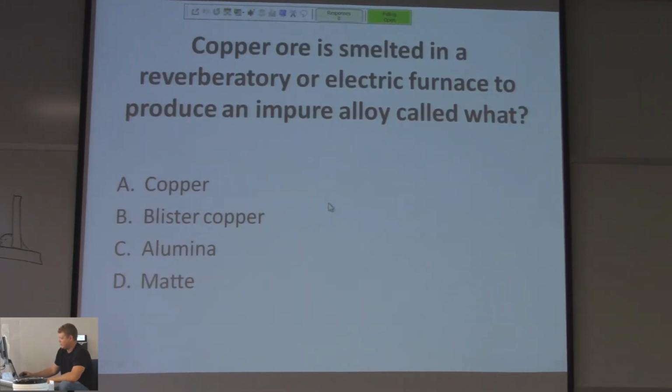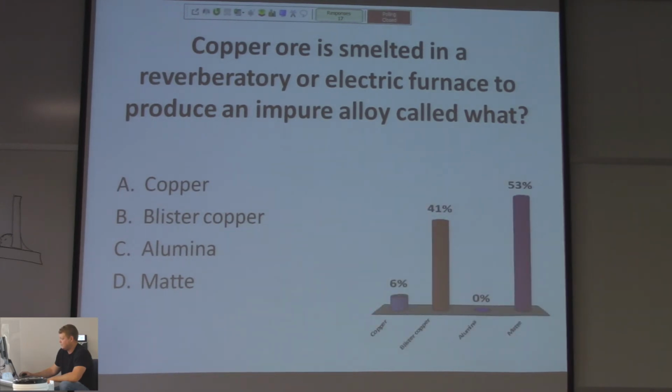Copper ore is smelted in a reverberatory or electric furnace to produce an impure alloy called what? Copper, blister copper, alumina, or matte? Matte.